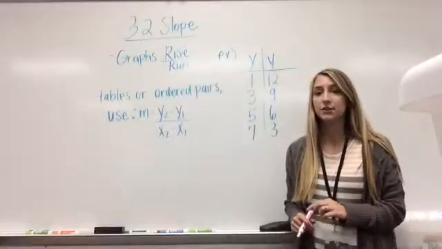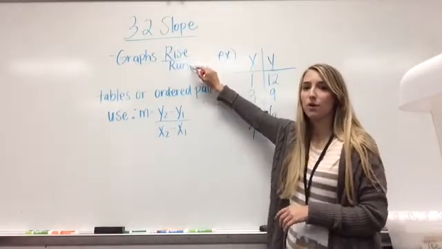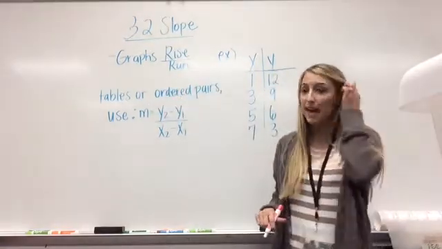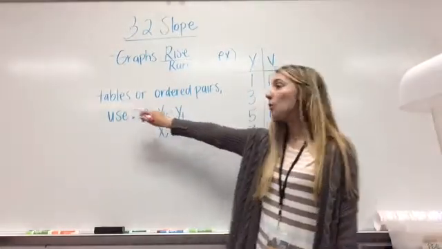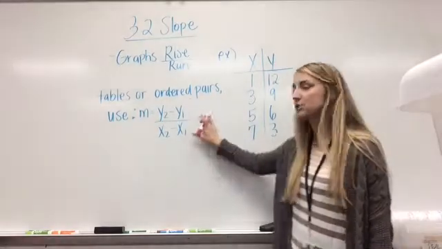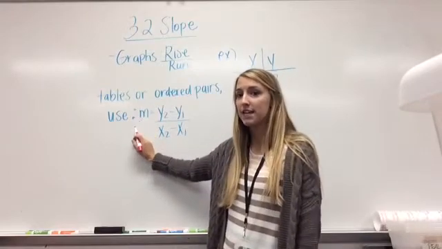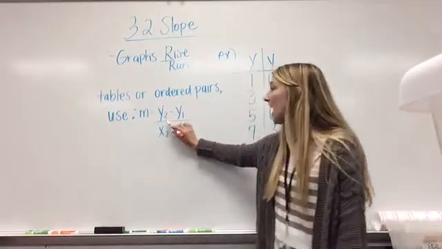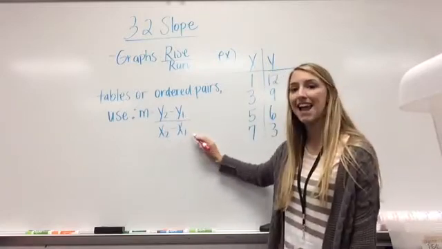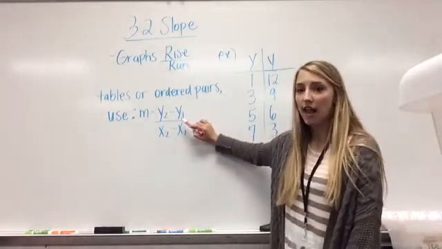As you noticed in graphs, we're always going to use rise over run. Pretty typical, always using rise over run whenever we're given a graph. However, sometimes we're given a table or just a set of ordered pairs. In that case, it's easier to use this formula for slope. Again, remember m stands for slope. So the slope equals y2 minus y1 divided by x2 minus x1. Now keep in mind, these 2's and these 1's are not exponents.